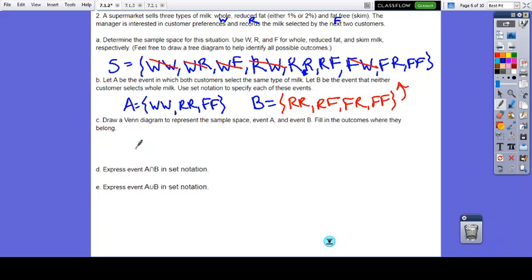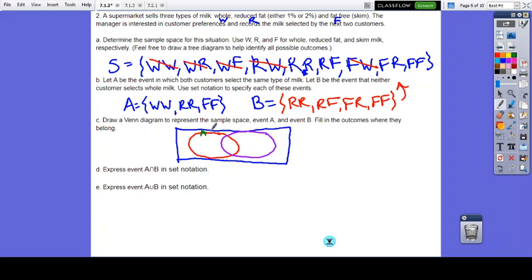Then it says, and this is where it gets a little bit tricky, draw a Venn diagram to represent the sample space, event A and event B. So now this is the first time that we are going to have two different events in the same Venn diagram. So I start with a rectangle because that represents my sample space. And then I'm going to have a circle or an oval, it doesn't matter what you make, and then another circle.